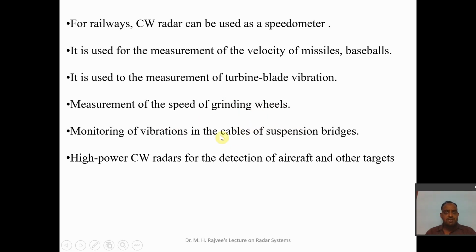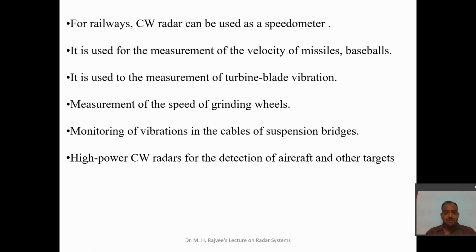So using this radar, if you are standing under a bridge, because you might have experienced that bridges are always vibrating, a cushion will be given. If you stand under the bridge and use this CW radar to measure the vibration, you will definitely get at what rate, how much vibration the bridge is getting.